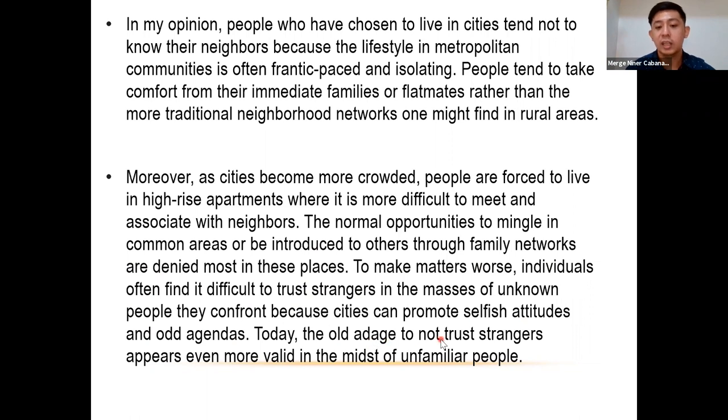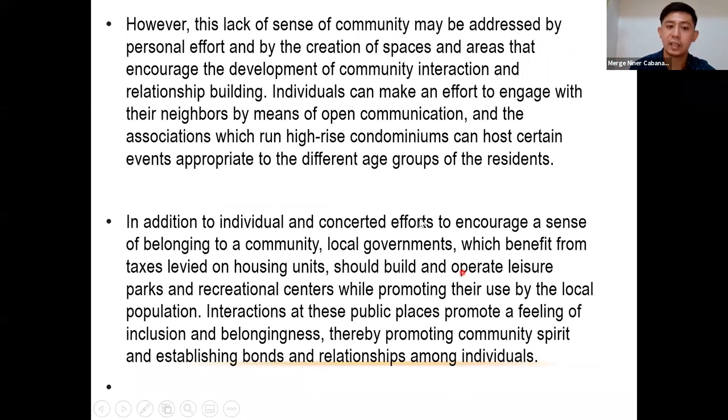Today, the old adage not to trust strangers appears to be even more valid in the midst of unfamiliar people. So that will be our causes paragraphs.